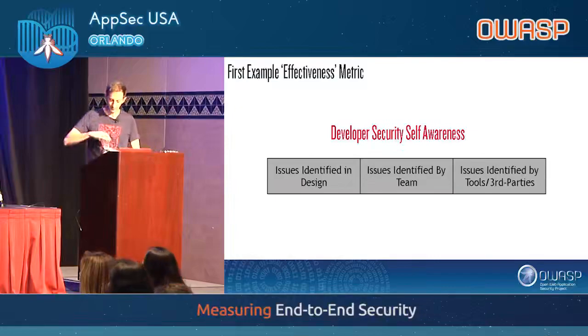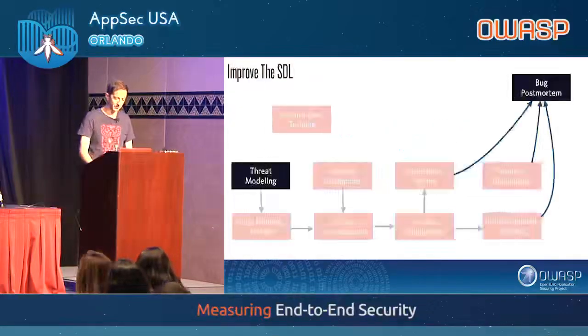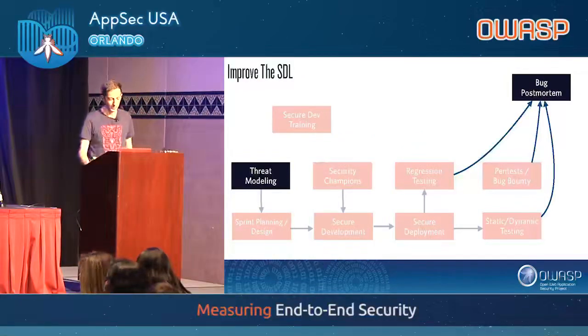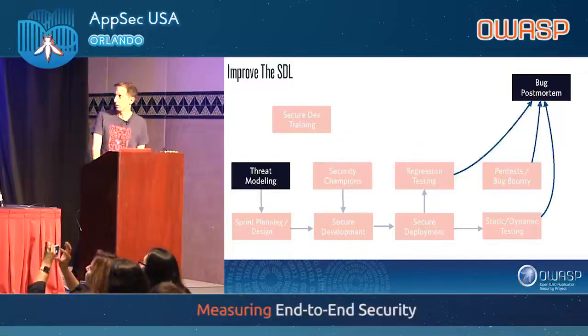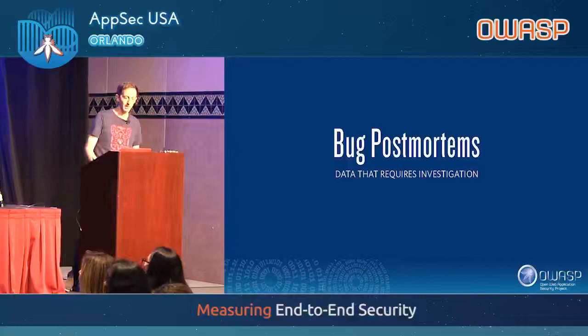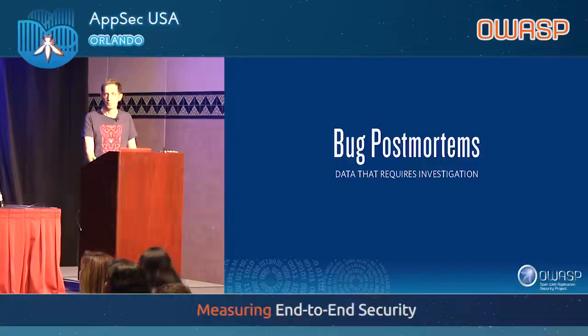So to find this out, we're going to add this bug postmortem process into our SDL. We're going to modify the bug postmortem process and modify a little bit of threat modeling. That'll be the end-to-end security part. And this is really about getting the data we need to build better metrics.